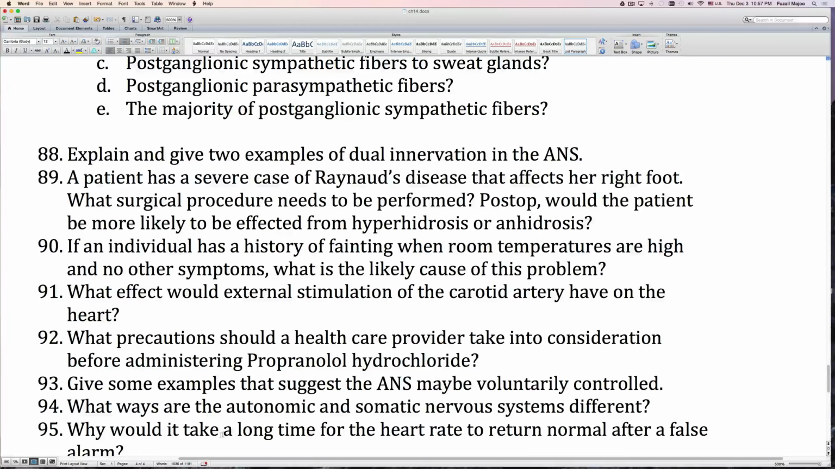Number 94. What ways are the autonomic and somatic nervous systems different? Number 95. Why would it take a long time for the heart rate to return back to normal after a false alarm?